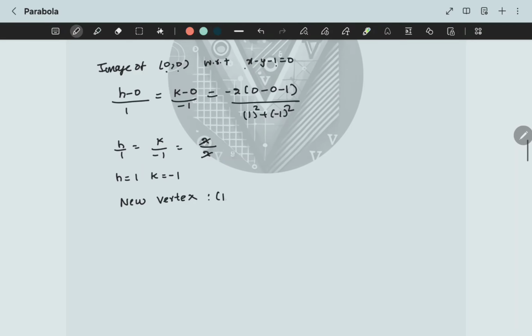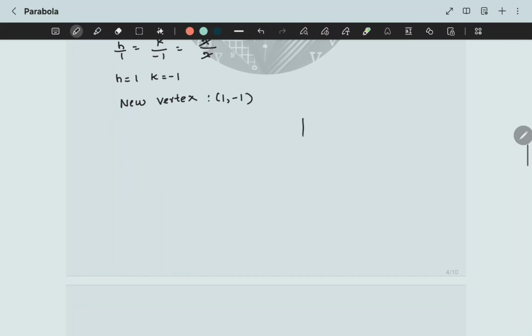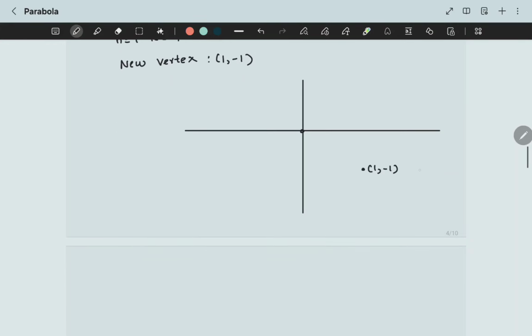Right. That means if I try to plot these points with respect to the coordinate axes, (1, minus 1) will be in the fourth quadrant somewhere here. And where does (2, minus 1) come? (2, minus 1) will be somewhere here. So what is the vertex here? (1, minus 1). That means the parabola will be facing in this direction.